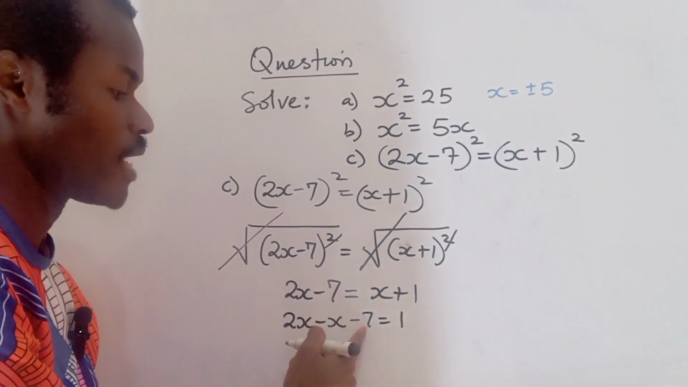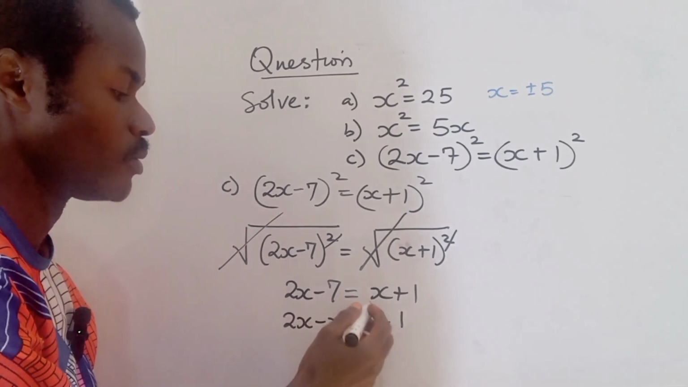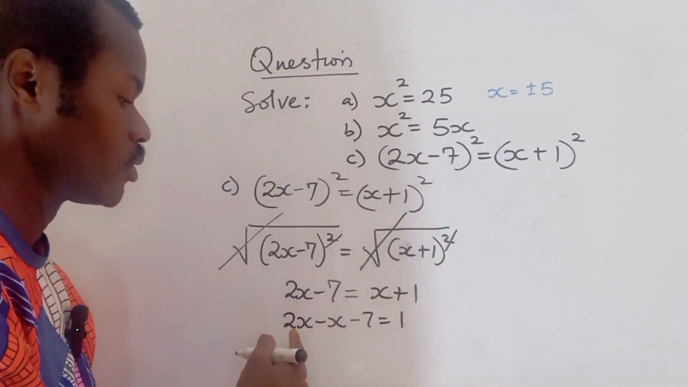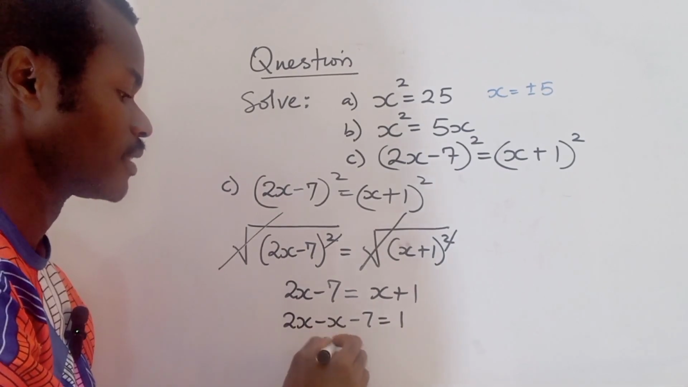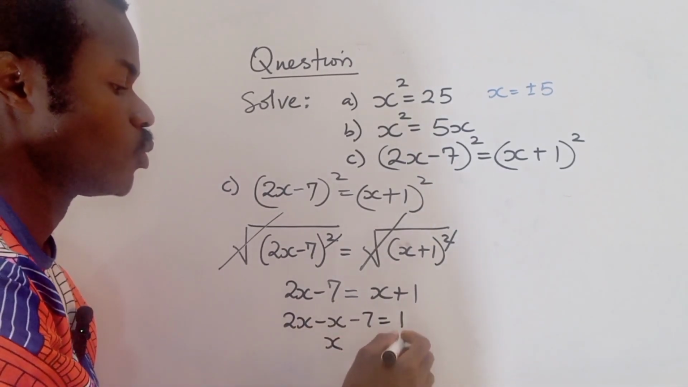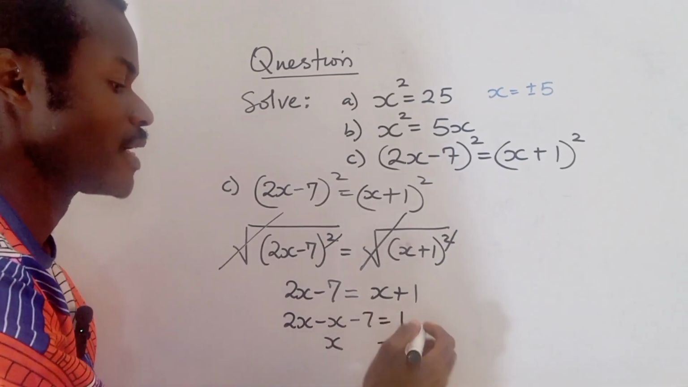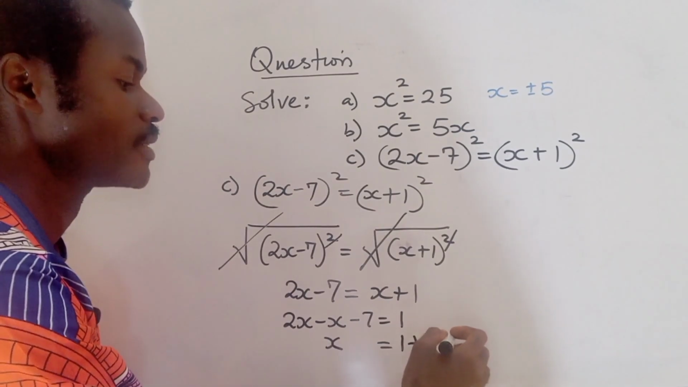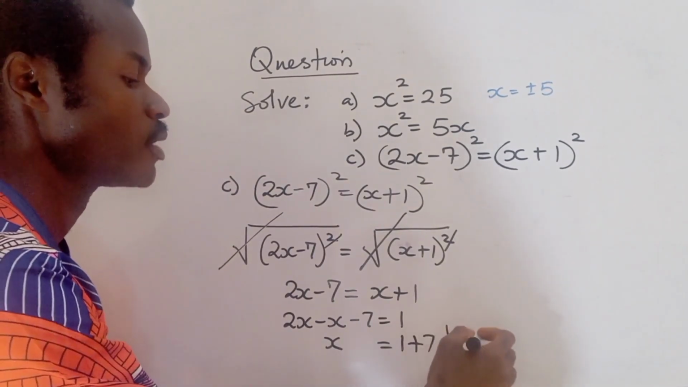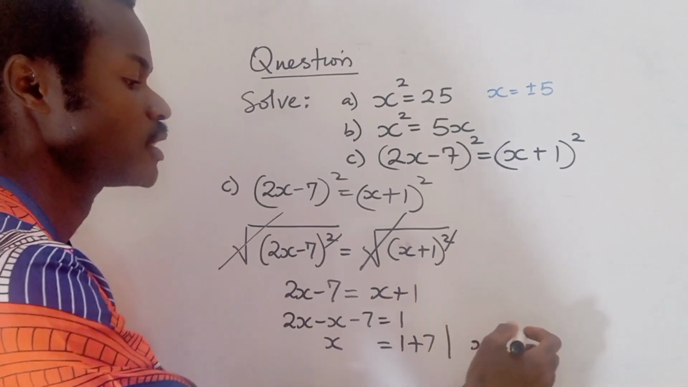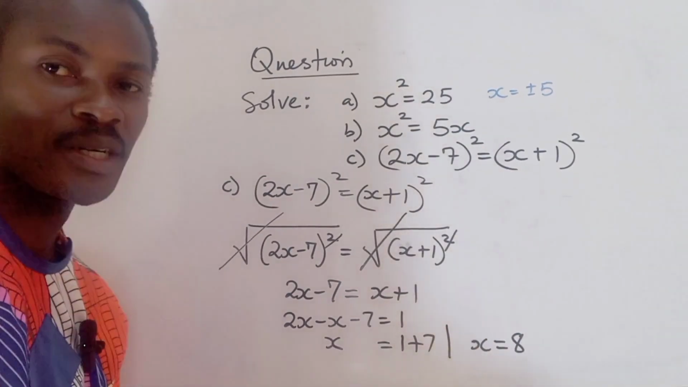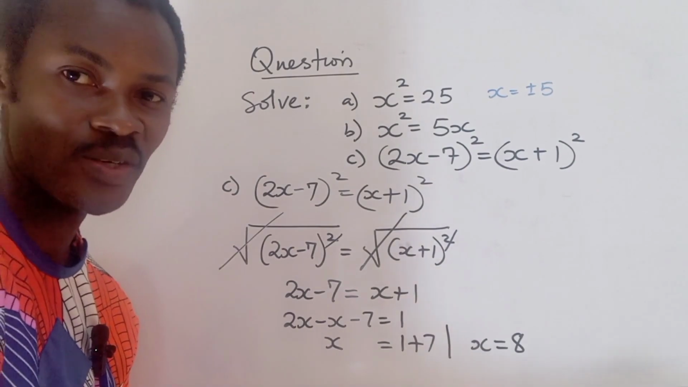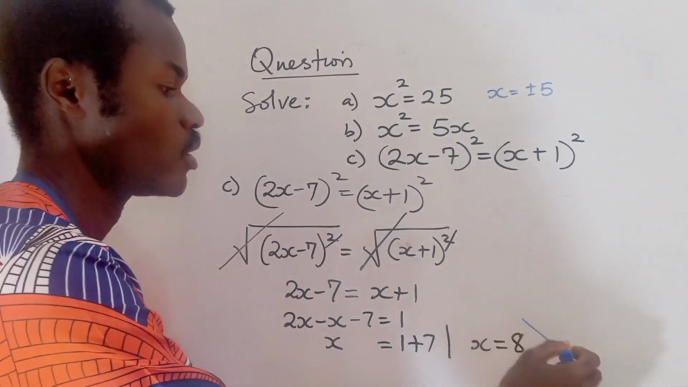So next, I want to add 7 to both sides, so I want to take this 7 to this side. So 2x minus x is x, which is equal to 1. If I take this 7 across, it becomes plus 7. So our x in this problem is equal to what? 8. But this way of solving this is wrong.